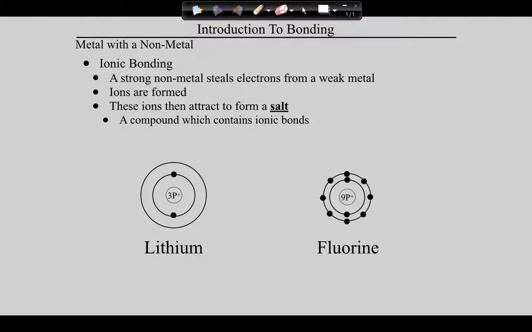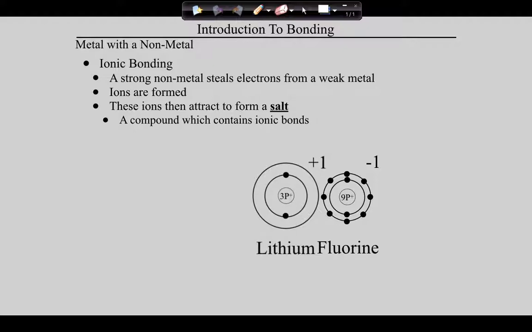And when it does, what does that do to the lithium atom? Makes it positive. What does that do to the fluorine atom? Makes it negative. And guys, this positive and negative then attract together, and we end up with a salt called lithium fluoride. And guys, that is what happens in all metal-nonmetal pairings. The nonmetal steals electrons from the metal. It makes the nonmetal negative, the metal positive. They attract, and it forms a salt, in this case, lithium fluoride.